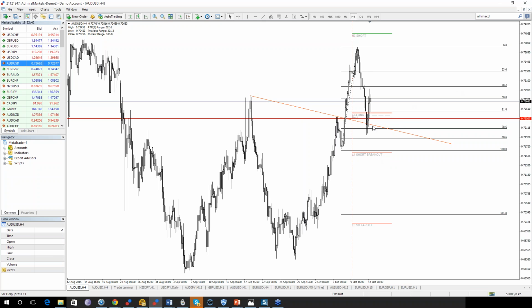So let's say that this was your entry point here. Karen is asking about the retracement line. Usually the retracement line has some of these numbers in it.